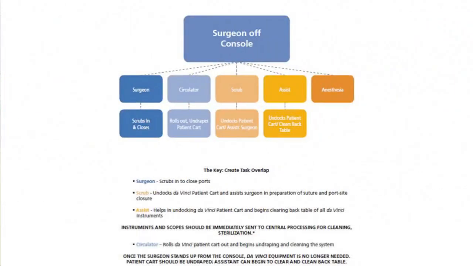Surgeon's off the console. When he stands up from the console, he is saying to the world, I am done using this robot until there is a new patient with a new armband on this table. So once that happens, then you should roll the robot back. You should undrape the robot. You should not just undrape it, but you should undrape it and put the drapes into the garbage. If the garbage is full, guess what? Tie the garbage up, put it by the door, and put a new garbage bag in.